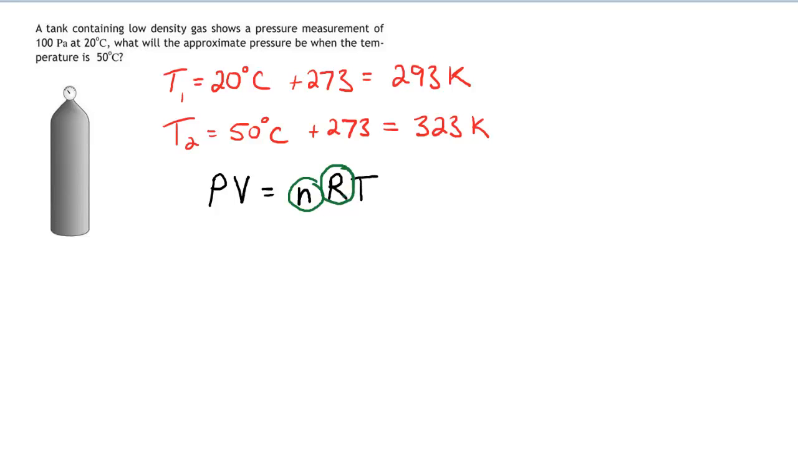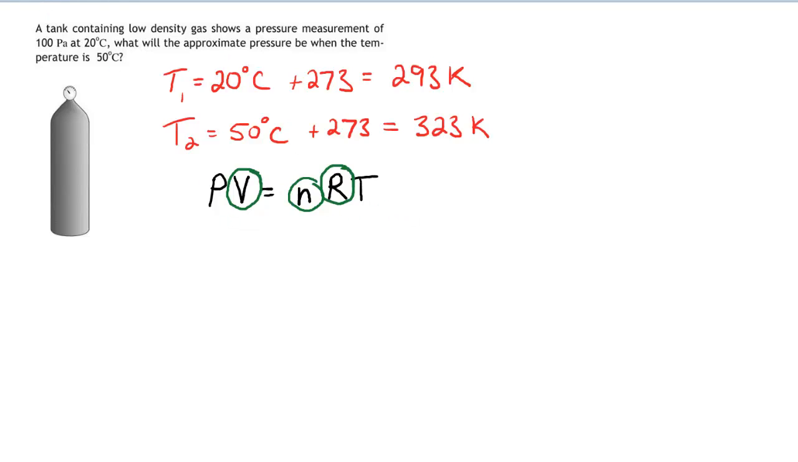Temperature's changing. The tank is a metal canister, so the volume is constant. That's not going to change at all from scenario A to scenario B. So my green constants are volume, number of moles, and R. Again, we'll get those to one side of the equation and put all our variables, which is our pressure and our temperature, on the other side.